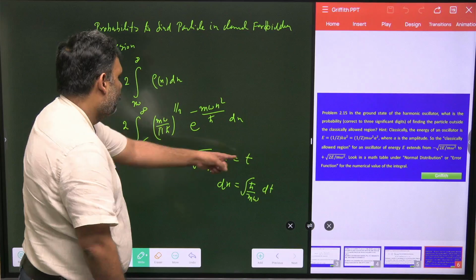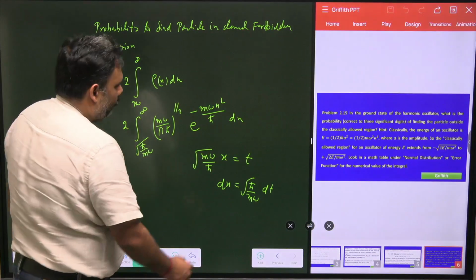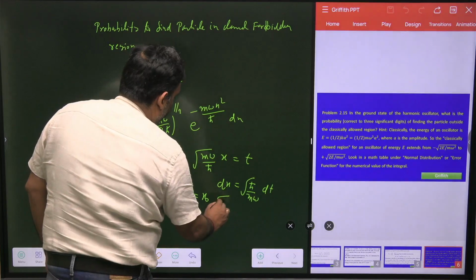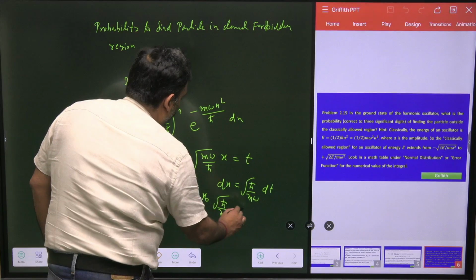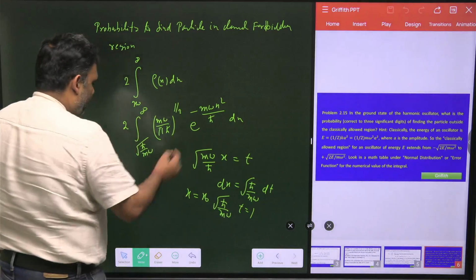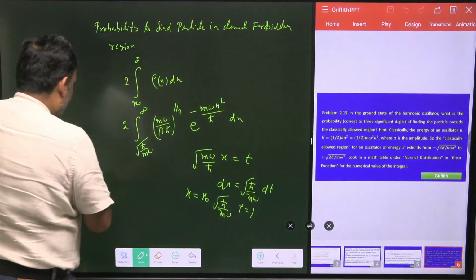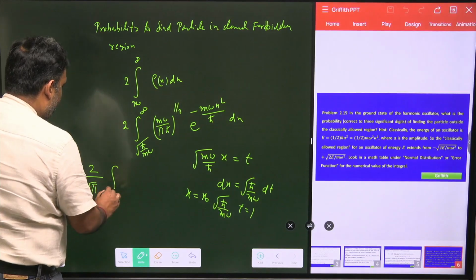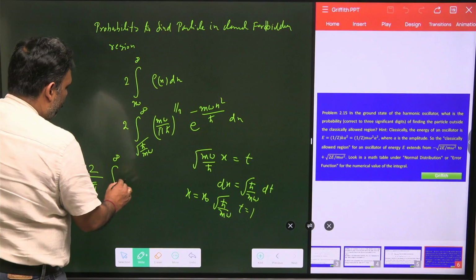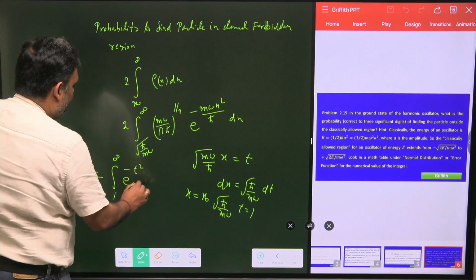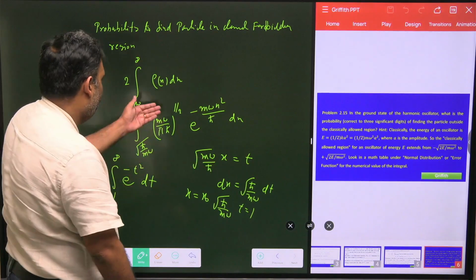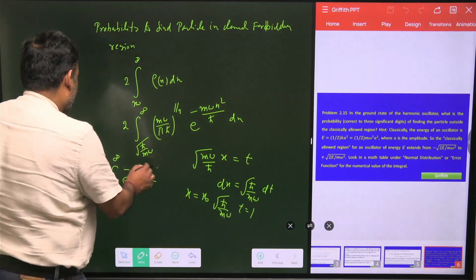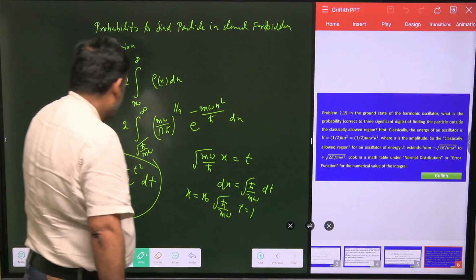When x is equal to x naught, t is equal to 1. You can just check: when we put x equal to x naught, which is root of h cut upon m omega, then t must be equal to 1. So what we will get? We will get 2 upon root pi, and the integral from 1 to infinity of e to the power minus t square dt. All the m omega and h cut terms cancel, and we get this value. So we have to calculate this particular integration.